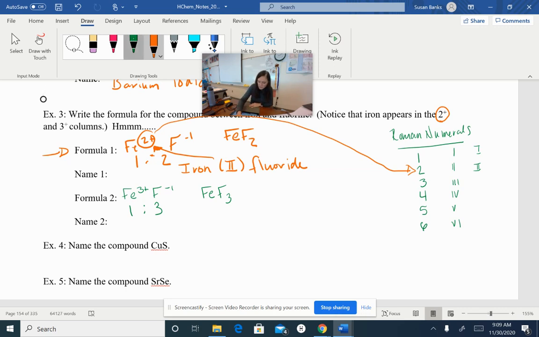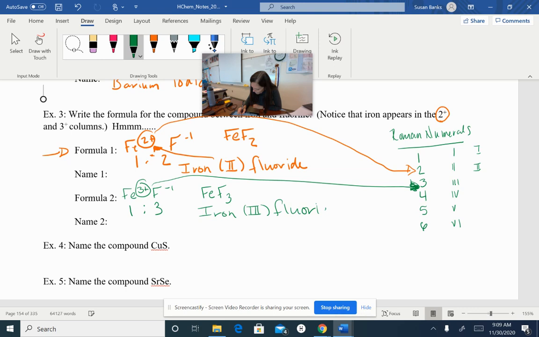Now for this next one, our iron is charged positive 3. So we are going to grab the Roman numeral 3 to designate that charge of positive 3. So we're going to call this iron 3 fluoride. Now remember, these Roman numerals come from the charge that the metal acquires. And you're going to need to put in Roman numerals for the transition metals.